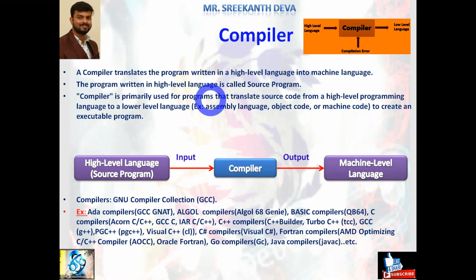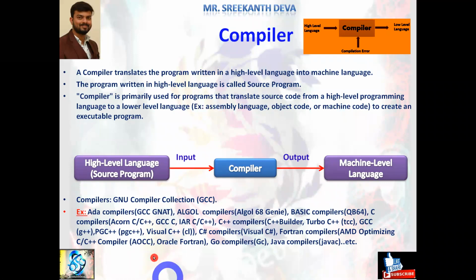The front end is going to be checking, verifying syntax and semantics. The middle end is going to process useless or unreachable code, including removal of useless or unreachable code. The back end generates the assembly code. Okay, so this is about compiler.